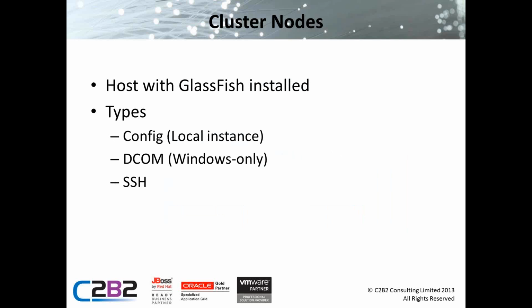The cluster nodes are the machines that have GlassFish installed, and there are different types of cluster nodes. If you want one which is local, without any remote or network communication, you can create a config node. There's a DCOM option if you have a remote Windows server, and there's SSH, which you can use for a remote Linux server or a Windows server with an SSH daemon installed on it.